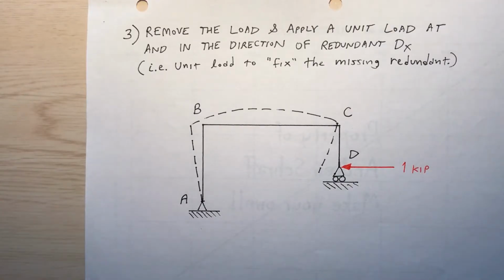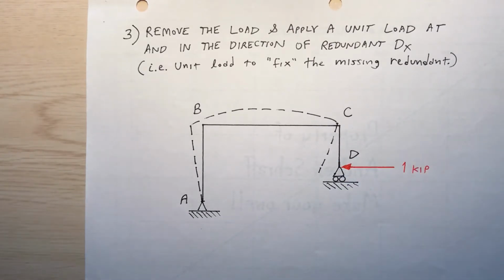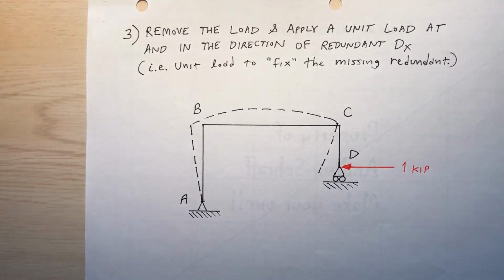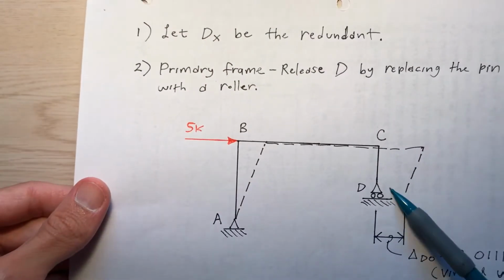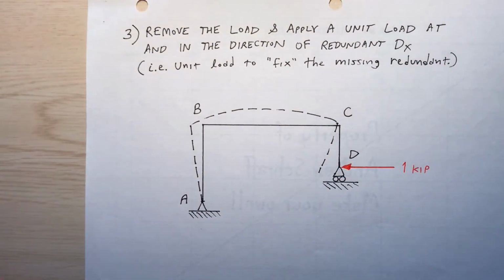And now step 3, remove the load. The 5 kip load I'm talking about. Remember that 5 kip load that was at point B? Remove that and apply a unit load at and in the direction of the redundant D sub x. So the 1 kip you see here. I'm going to apply a 1 kip load to the left, in other words, a unit load to fix the missing redundant. When I removed that pin at D and replaced it with a roller, remember how it moved to the right? Well, now I've got to push it back to the left, so I'm doing that with a 1 kip load. I have to recalculate the reactions at A and D.